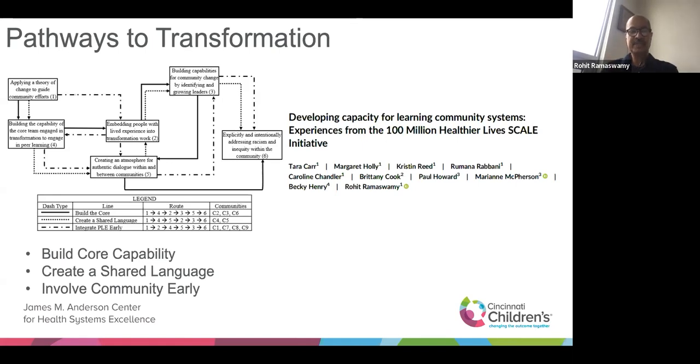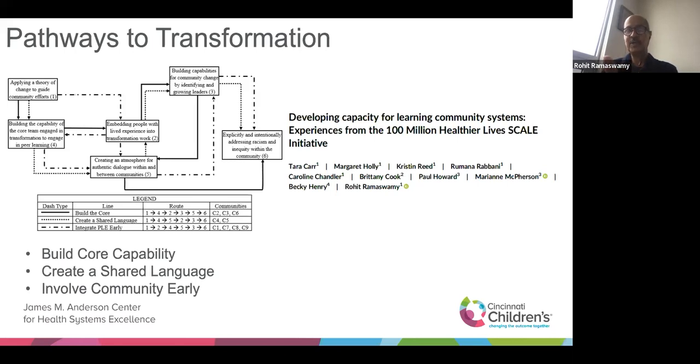One of these was what we call build core capacity. Ultimately, these communities did more or less the same things. They built a team and built capacity. They embedded people with lived experience in their work. They created relationships so that they could have a shared language for talking across multiple stakeholder groups. They focused on racism and inequity within community. But the ways in which they did this, and the sequence and order in which they did this, depended on context, depended upon the particular environment. And so we came up with these 3 different pathways.